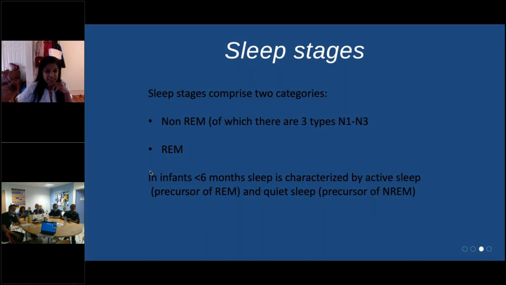Right, so we'll talk about the sleep stages. Sleep stages are comprised of two main phases. You've got non-REM sleep, so non-rapid eye movement sleep, of which there are 3 types, and we number them N1 to N3, or S1 to S3, and you've got REM sleep. Now, in infants less than 6 months, sleep is characterized by active sleep, which is a precursor to REM, and quiet sleep, which is a precursor to non-REM. Next slide.